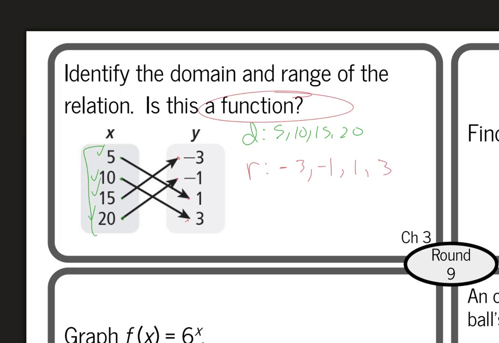And is this a function? Yes, because there are no repeated x's. Pretty much, if you repeat an x, and what would that look like, by the way, is if we did this. Let me make it a little larger and more obvious. If 5 went also to negative 3, well, that means that 5 got mapped. This is a map, by the way. Gets mapped to negative 3 and to 1, and that is not a function. It would fail the vertical line test.